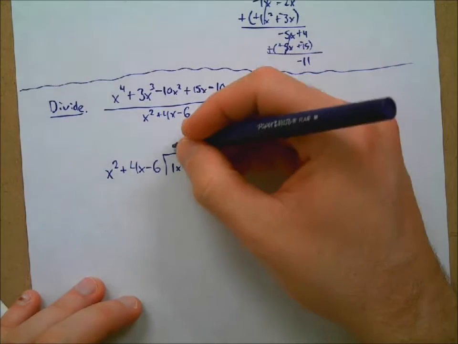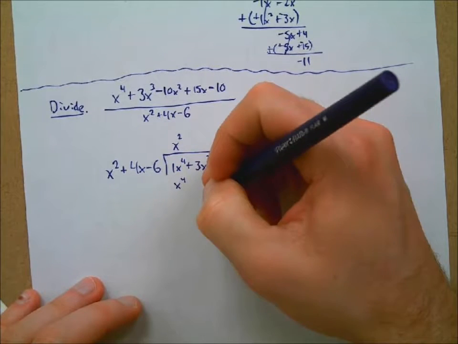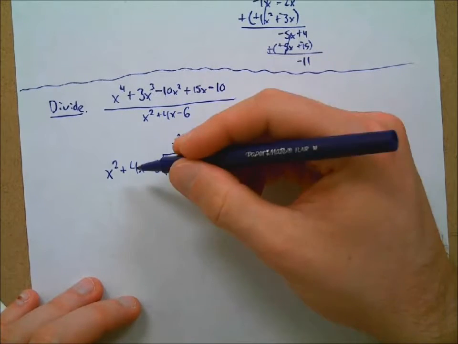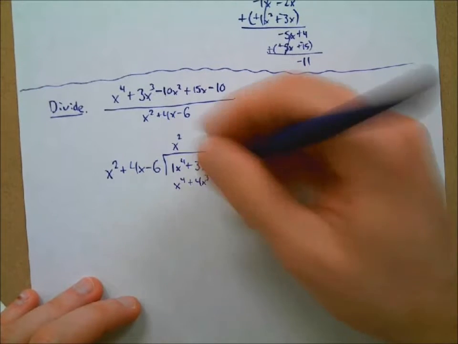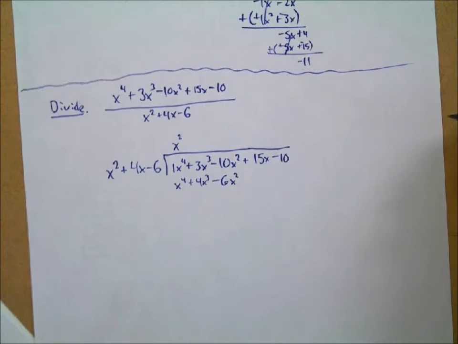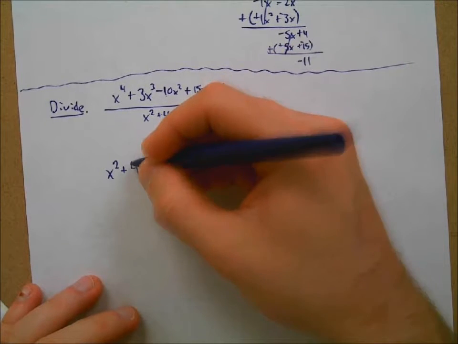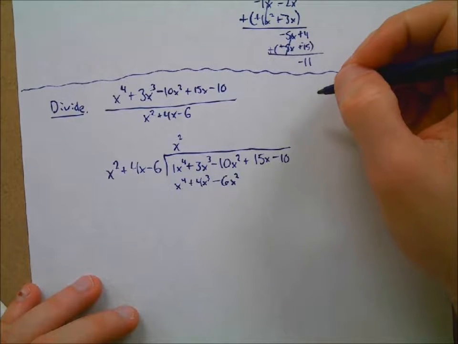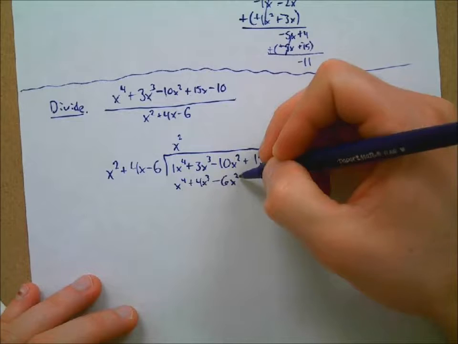What times x squared gives you x to the 4th? X squared, right? 1x squared. So x squared times x squared, x to the 4th. X squared times 4x, 4x cubed. X squared times minus 6, minus 6x squared. Okay? Is the coefficient on the first term on the bottom x cubed or x squared or x to the 4th?